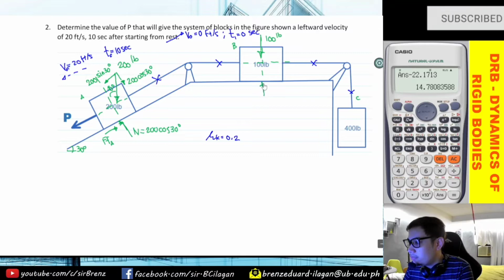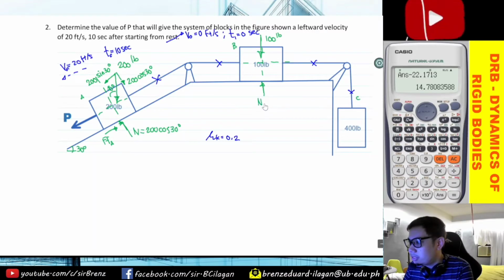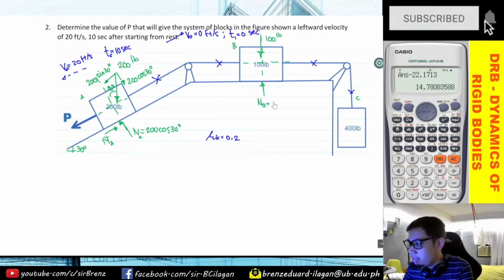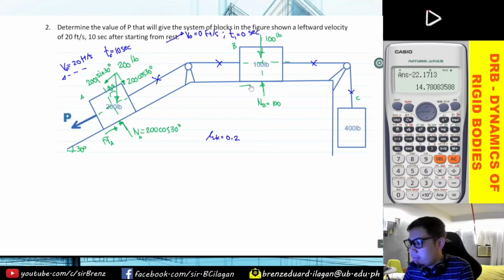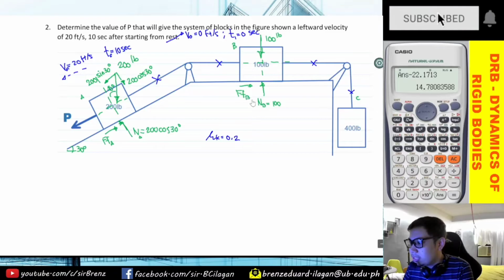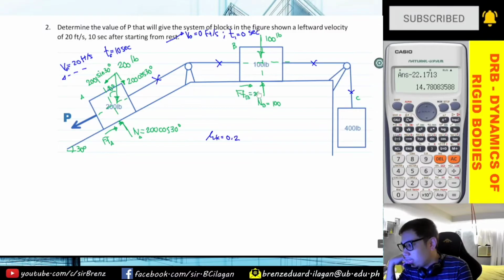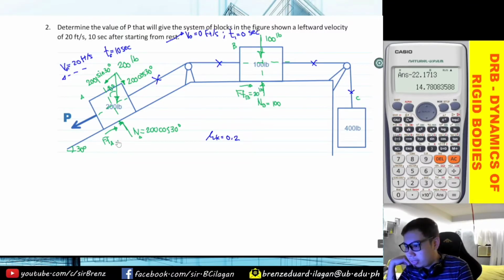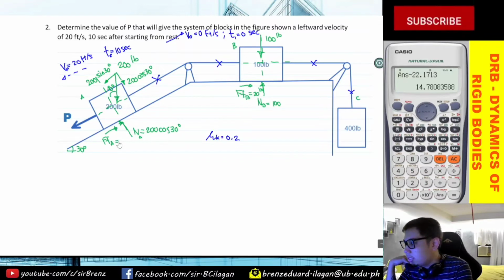So when you take summation of forces of Y, again, the normal force is always acting perpendicular with respect to the surface. So this is our NB, which is just equals to 100 pound. And since papunta nga sa kaliwa, therefore, yung frictional force natin is going in this direction, which is 0.2 lang ng 100 or that is 20.